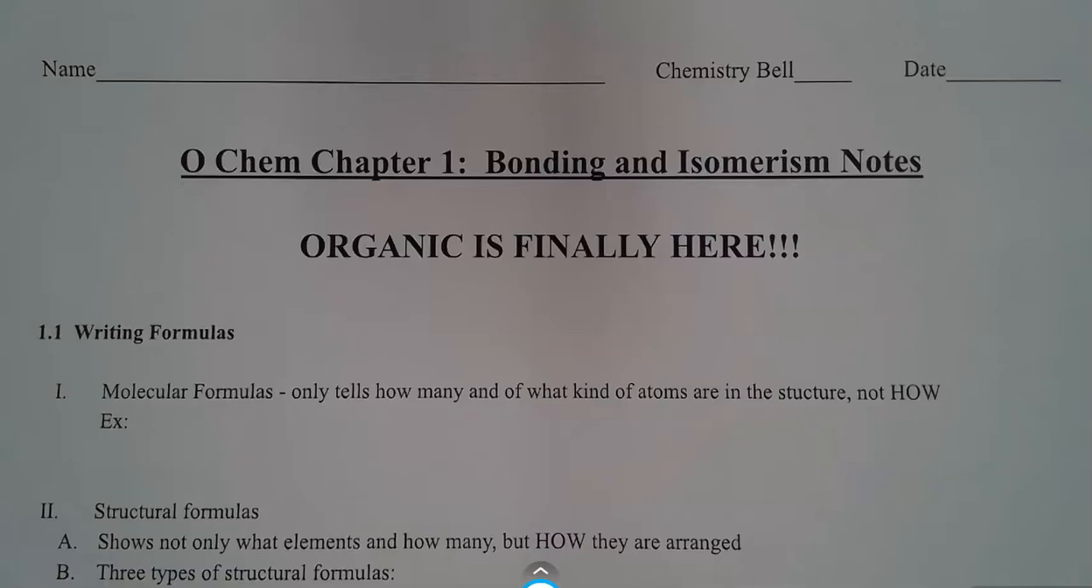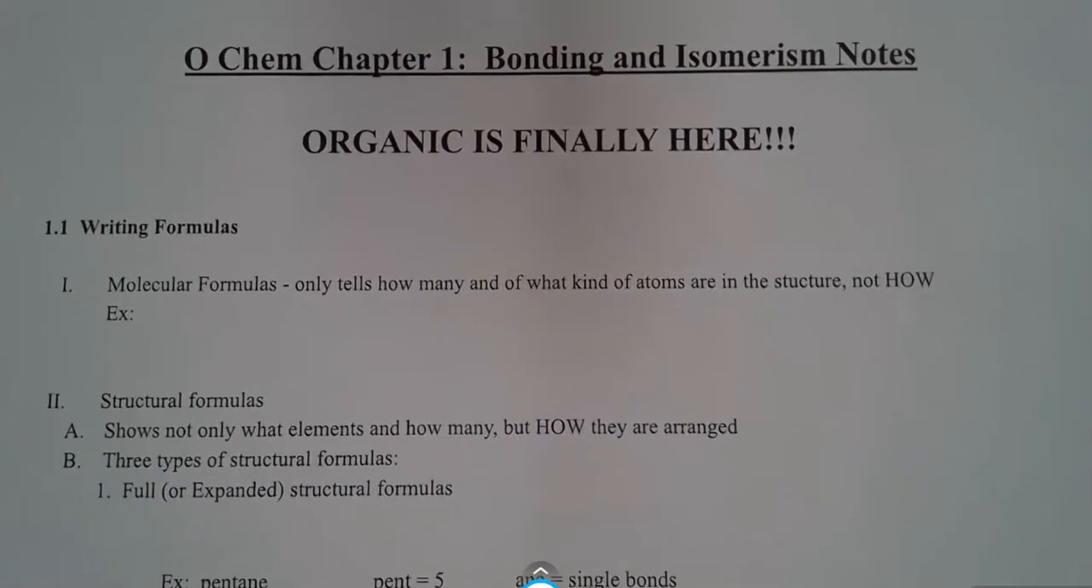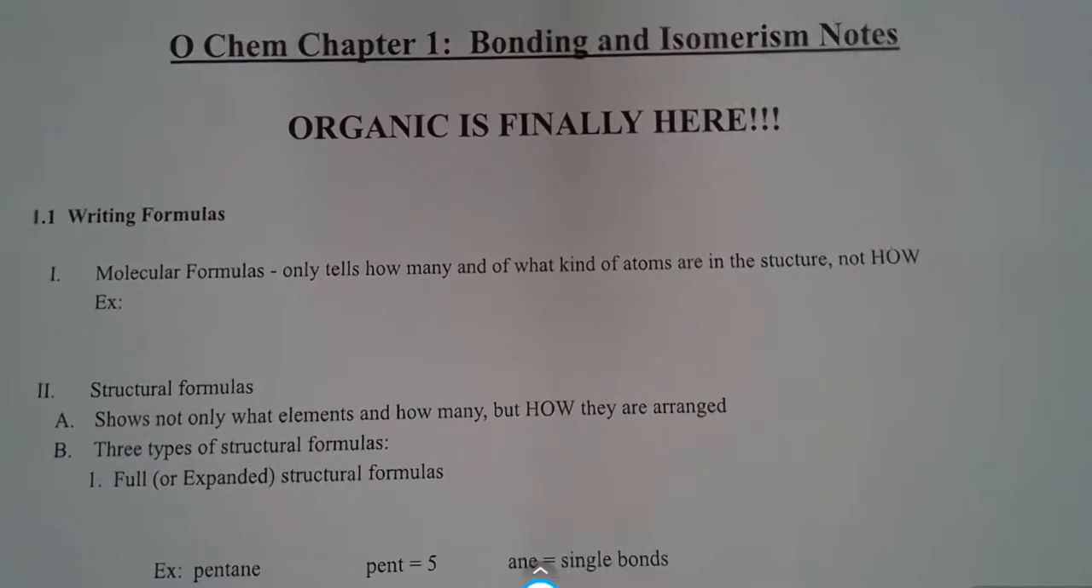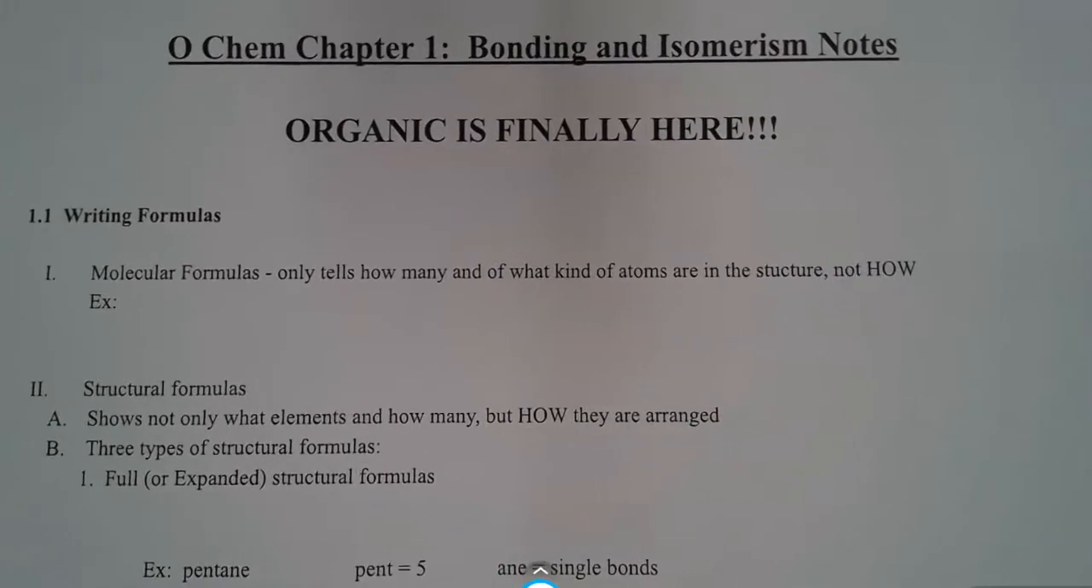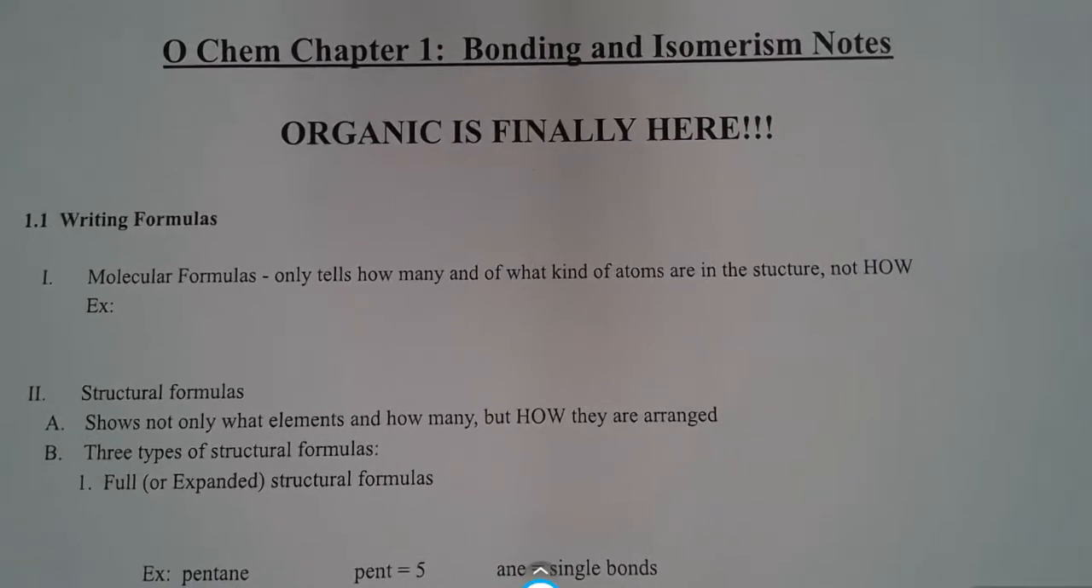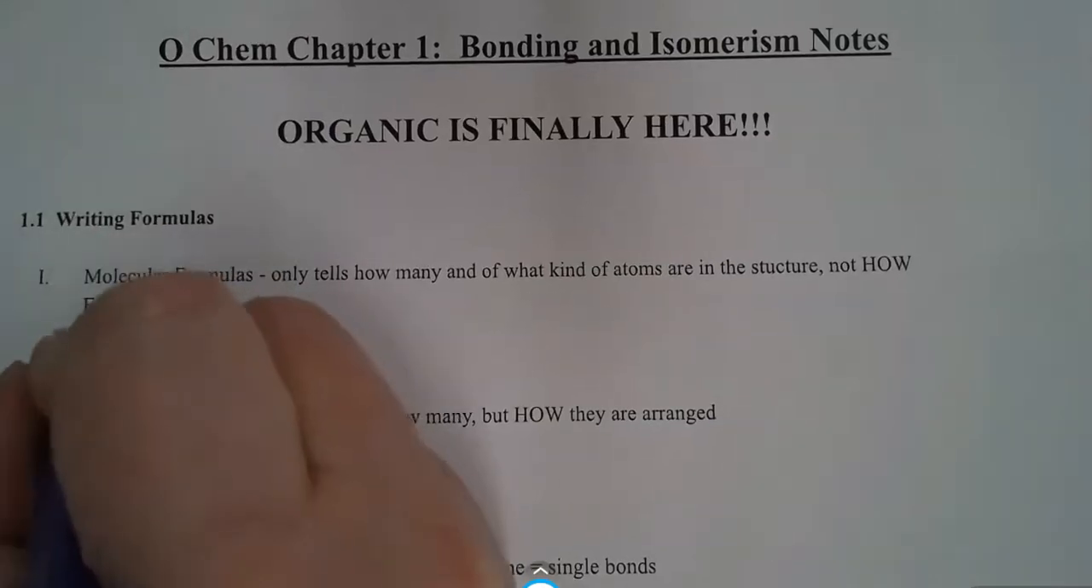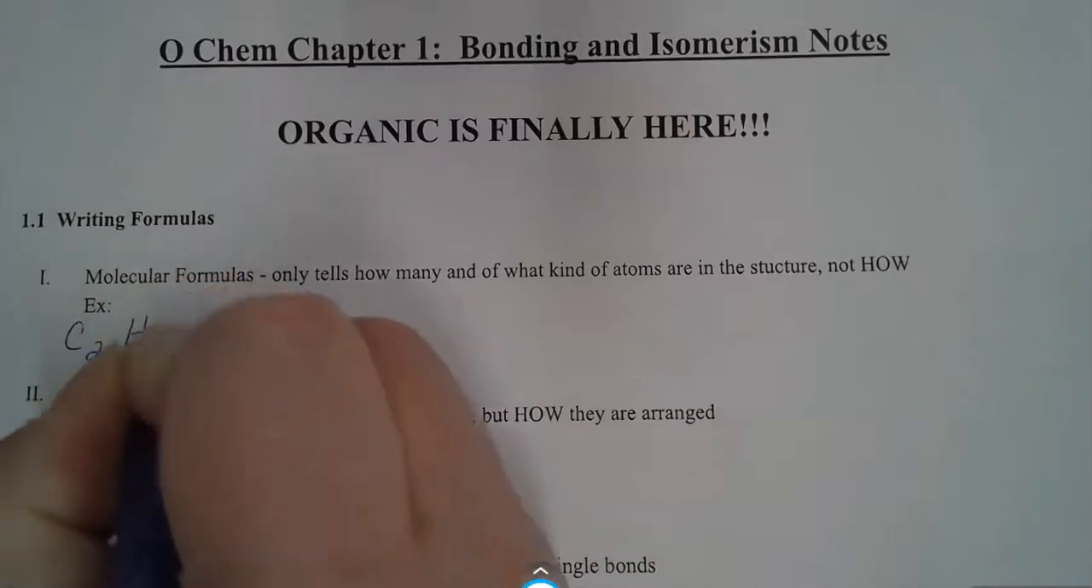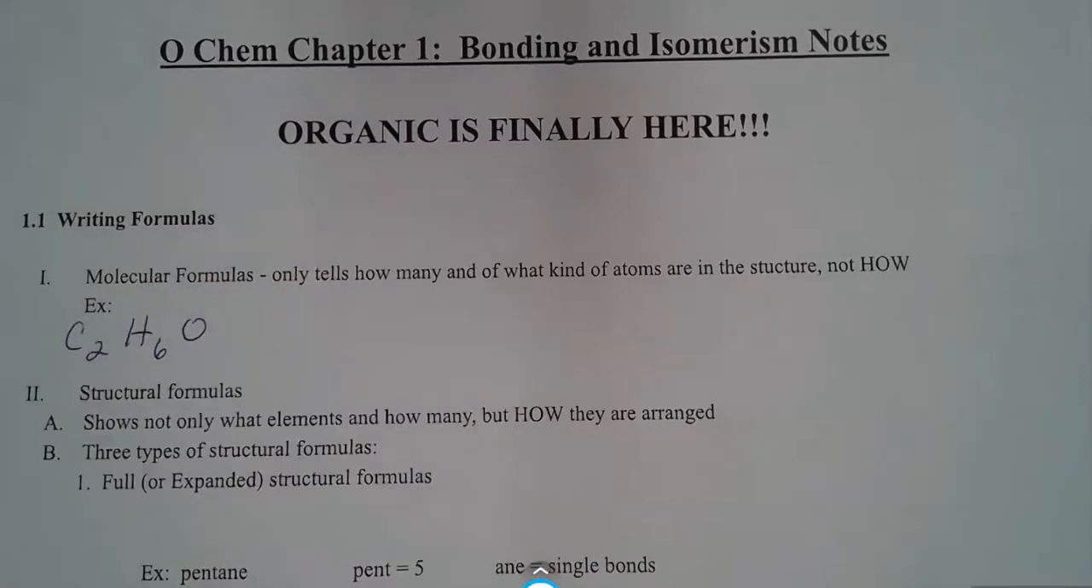So we're going to start off with something that's familiar, and most of this is going to be familiar. We've covered a lot of this, but you're going to get something new today, okay, I promise. So writing formulas. There are molecular formulas, which tell you how many and what kind of atoms are in the structure, but not how. So for example, how about C2H6O?